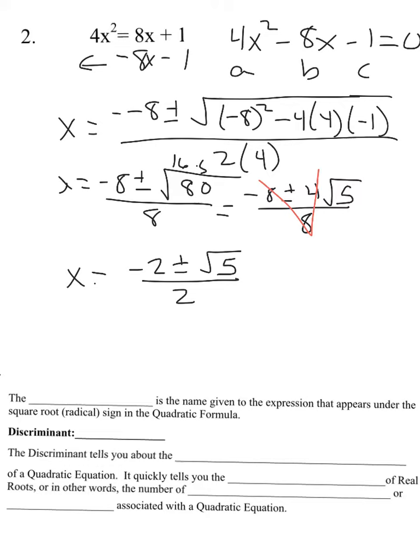There's this word called the discriminant. You can fill this in on the bottom of your paper. The discriminant is a name given for the expression that appears under the radical sign, the square root in the formula. The discriminant is the part underneath. So underneath the radical is the b squared minus the 4ac. And that piece is going to tell us something.